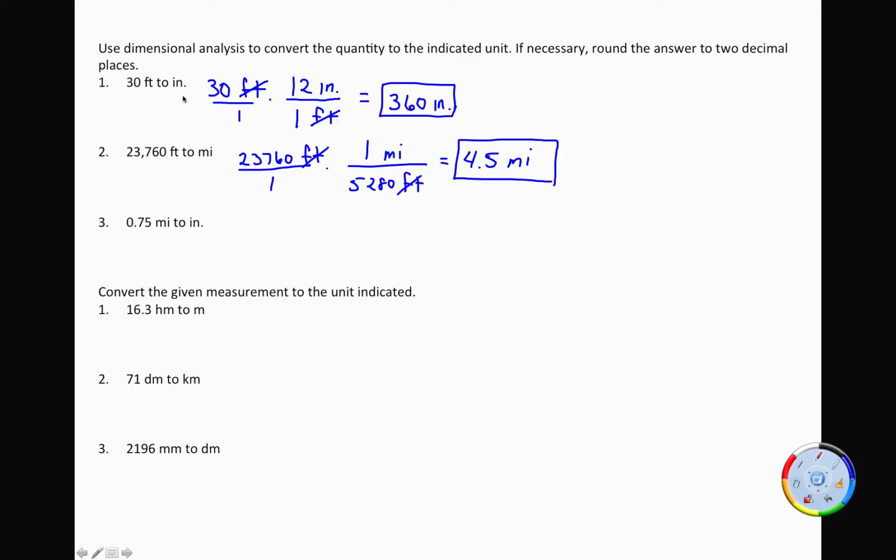All right, notice when I went to a smaller unit, I better get a bigger number. If I go to a bigger unit, I better get a smaller number. All right, same thing here, 0.75 miles over 1 to get me started.